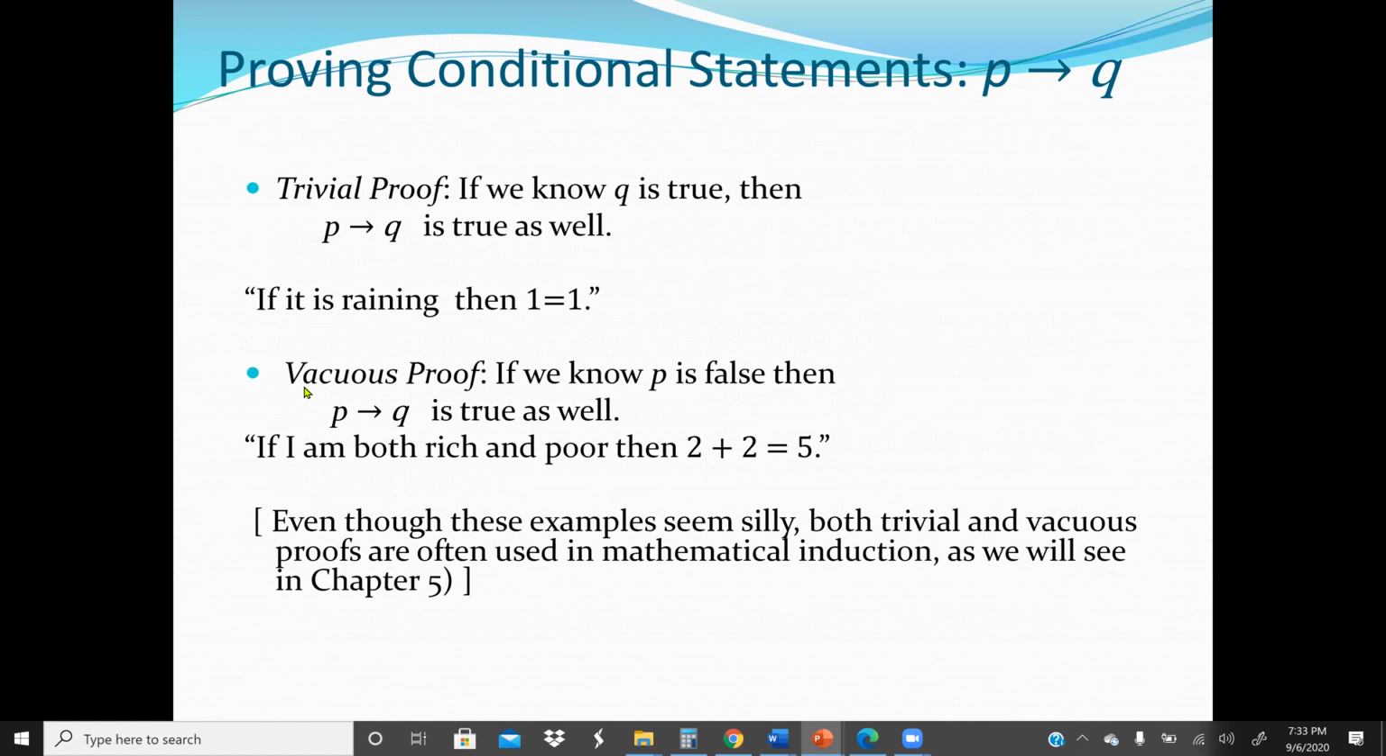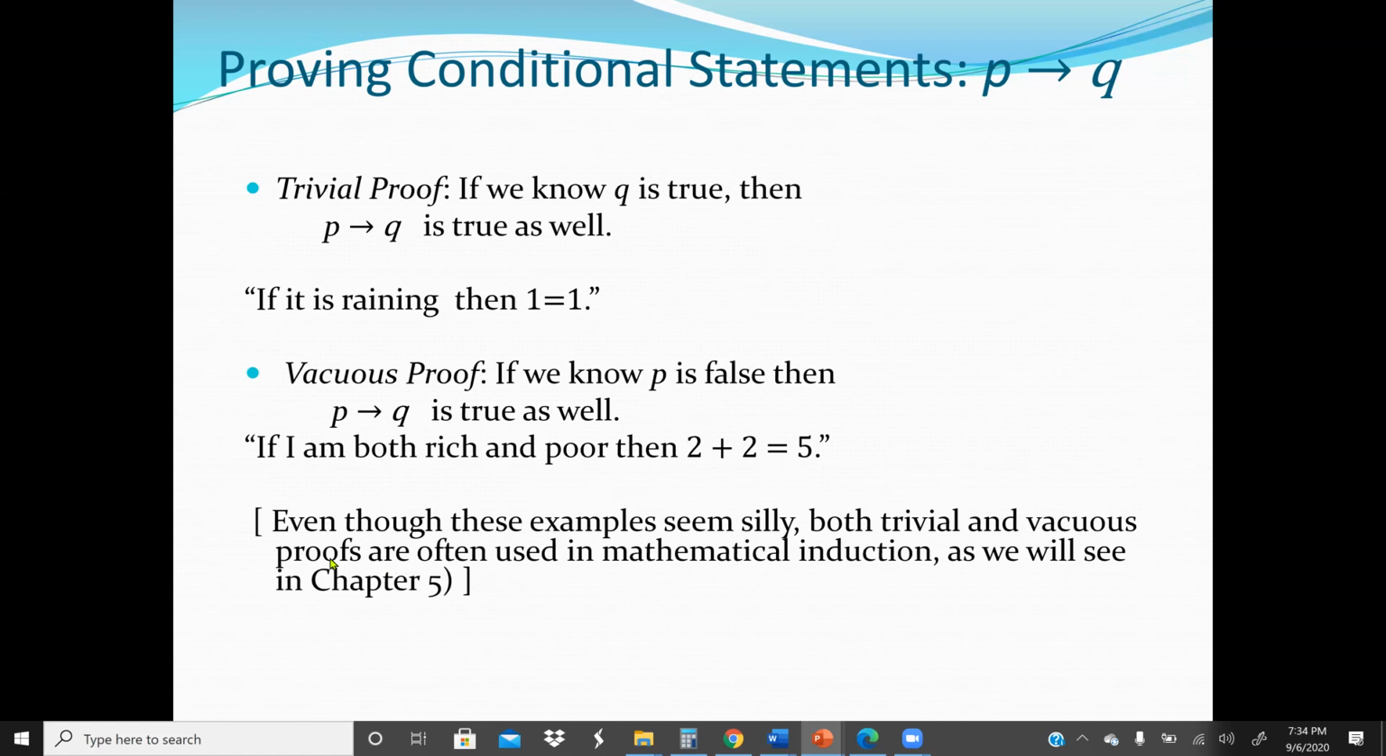By vacuous proof, if we know P is false, then P implies Q is true as well. Now, if I am both rich and poor, then 2 plus 2 is equal to 5. So I cannot be rich and poor at the same time. And 2 plus 2 is not equal to 5, it's false.